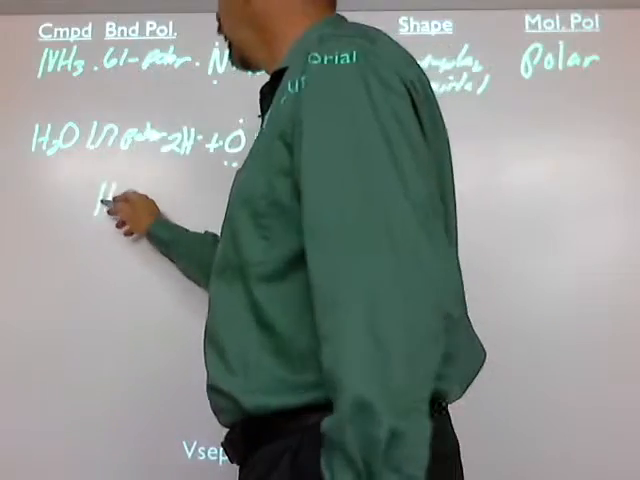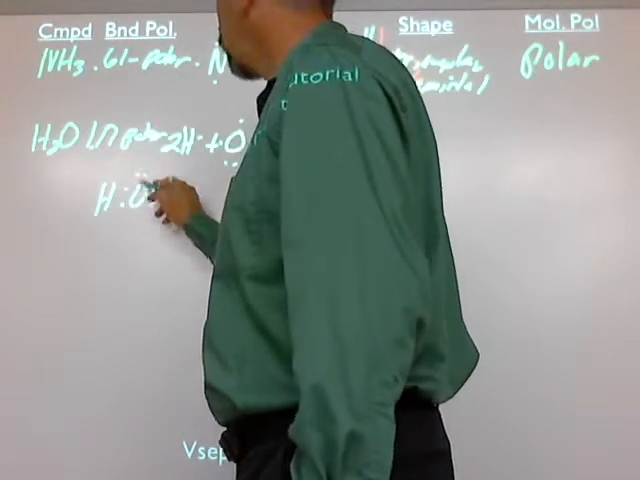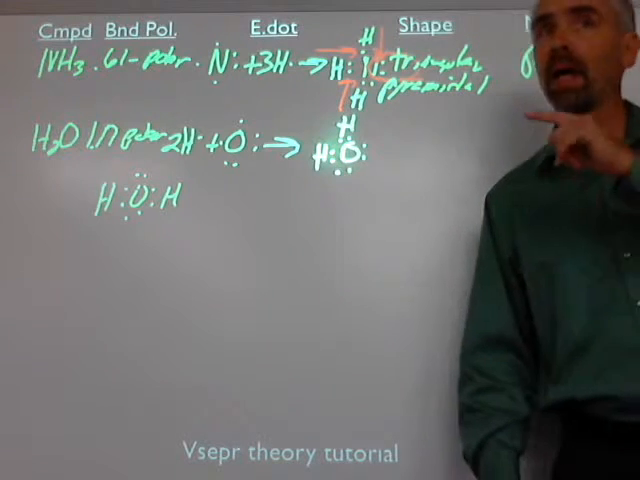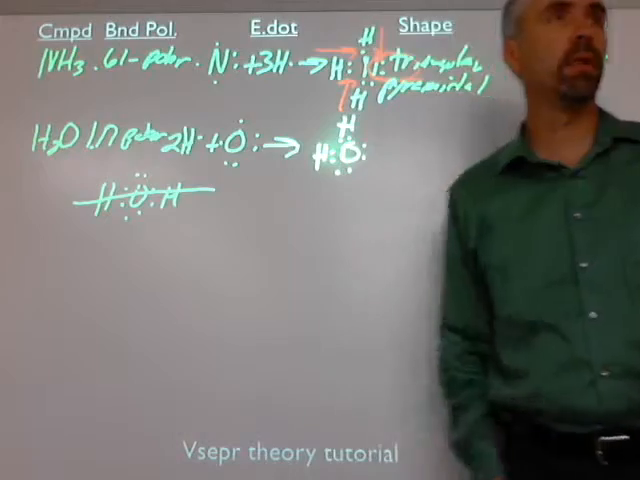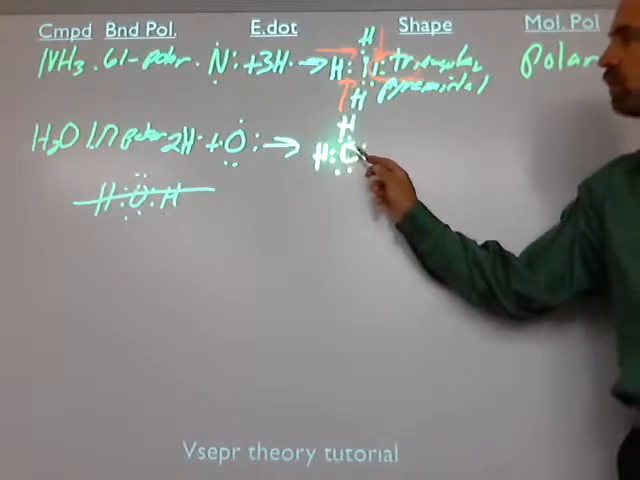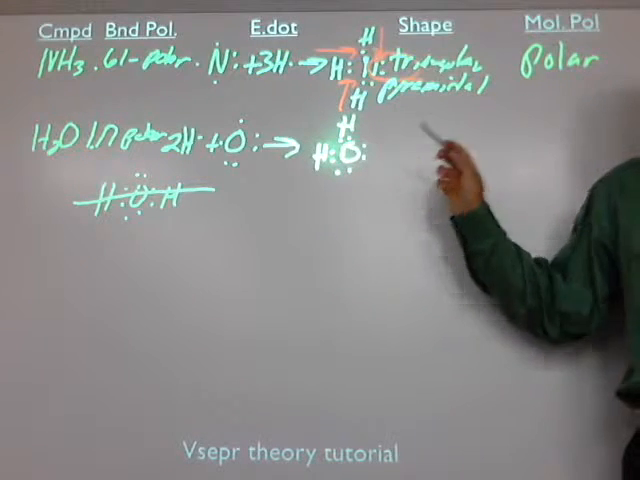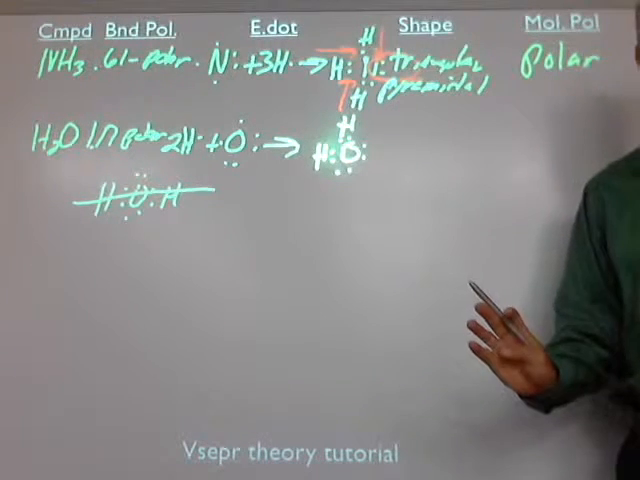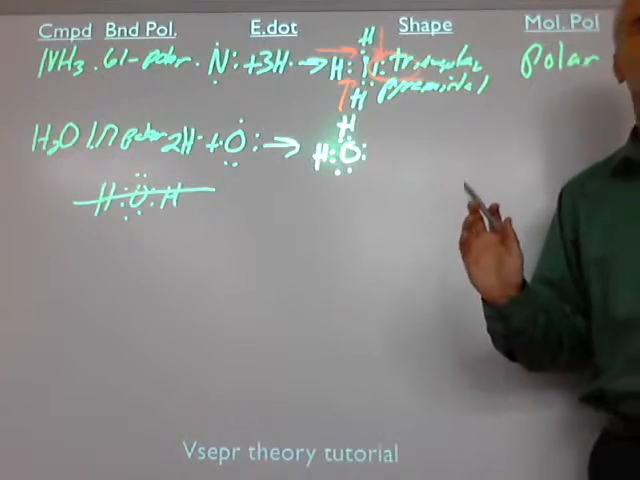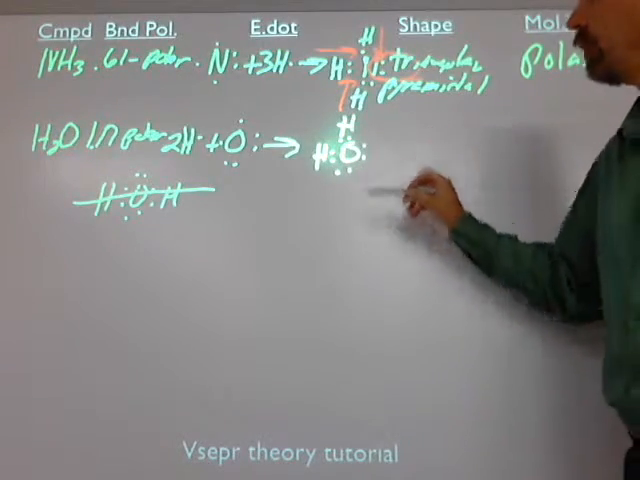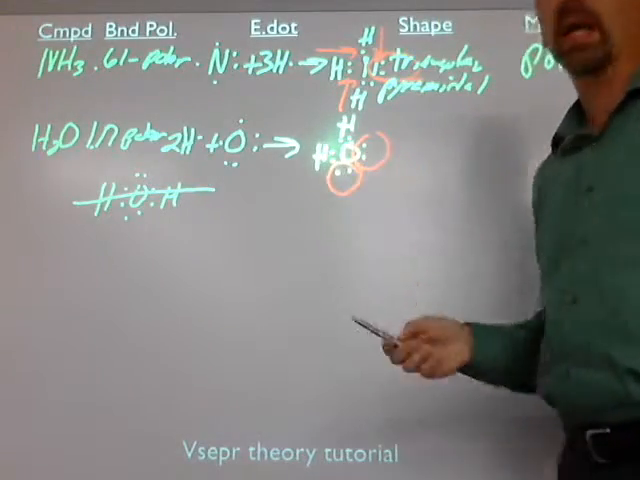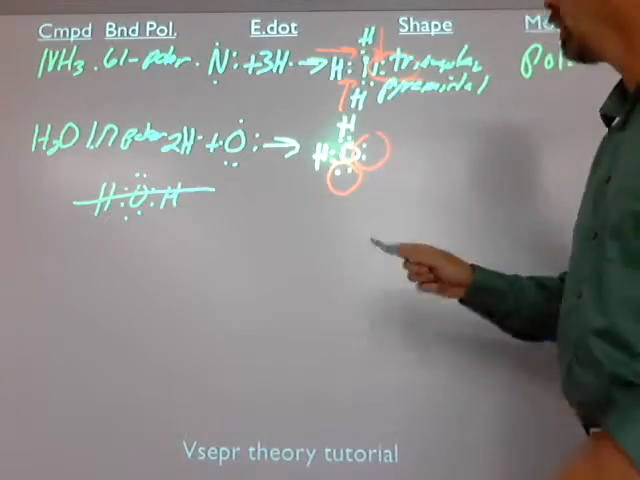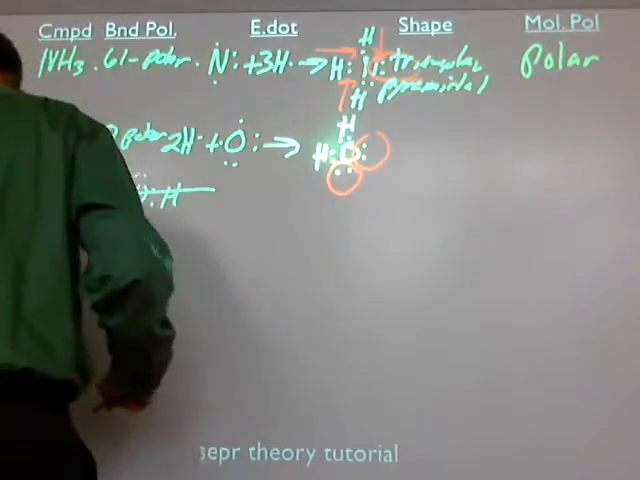I mean, if you wrote it like this, I would not take off points, as long as you realize that is not the shape. What is the shape? It is not linear. I bet some people put down linear. It is not. How many things are bound around the central O? No, wait, that's not right. Four. Four things are bound around the central O. Two of those things happen to be electron pairs, but they act just like atoms, and they're going to push away. So that means the shape is what? Bent.